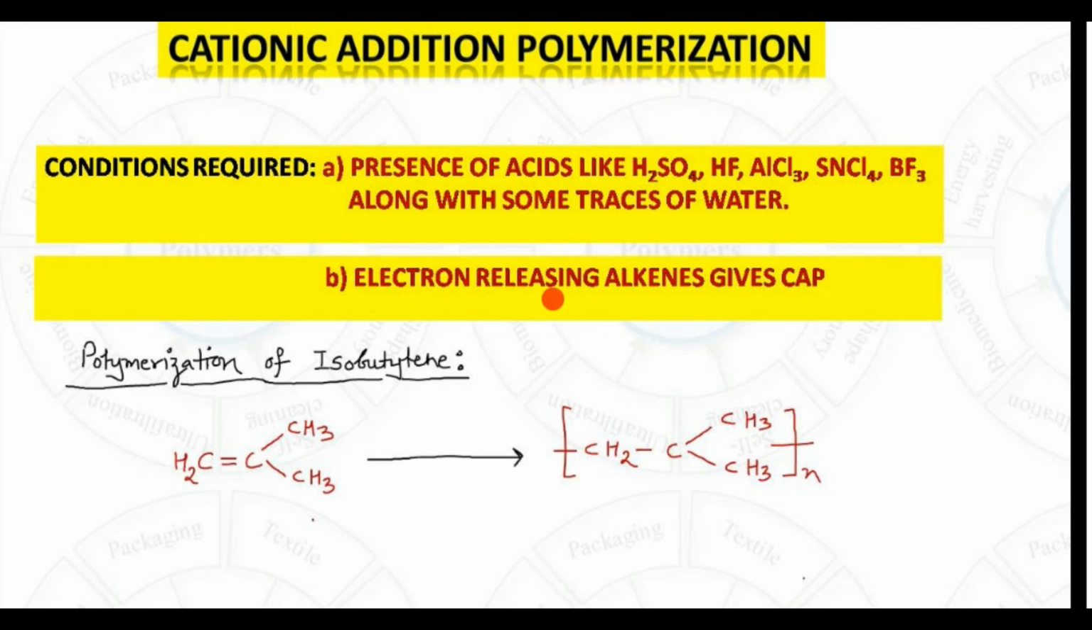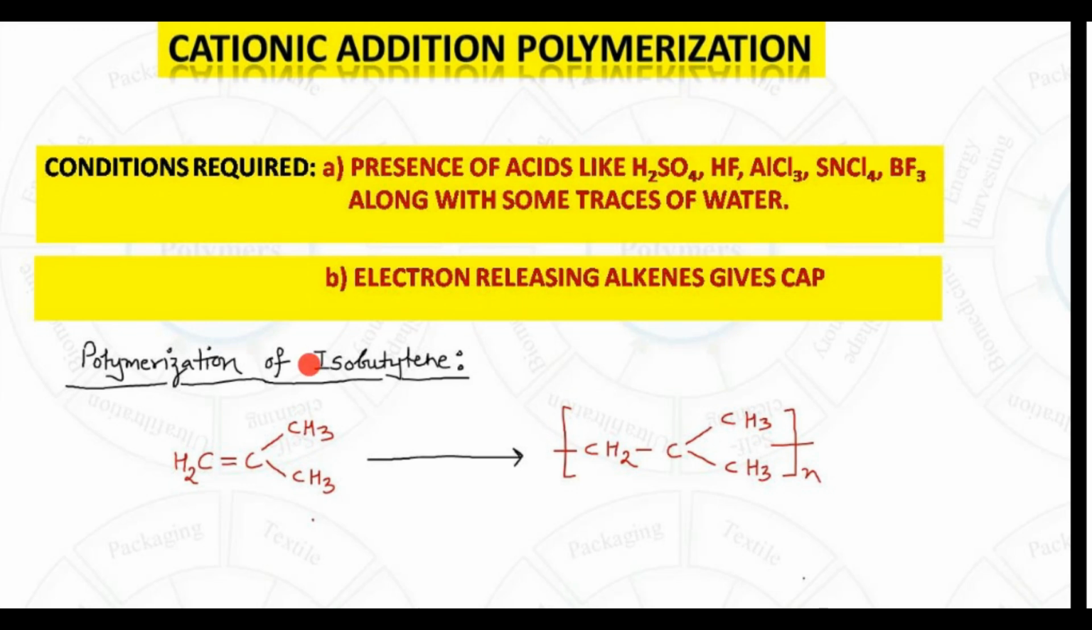And then electron releasing alkenes. Basically, whatever alkene you have must have an electron releasing group for cationic addition polymerization. So your alkene must have an electron releasing group, that means a group showing a plus inductive effect, in order to get this particular mechanism.